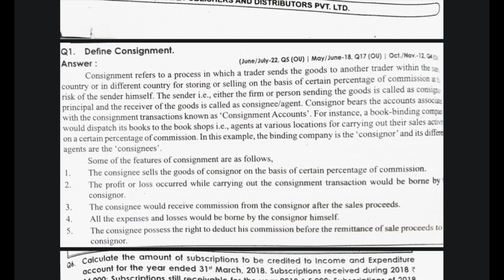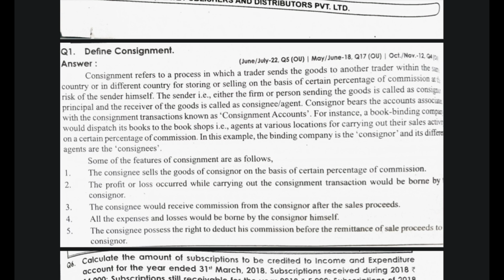So the principal who is selling the goods we call the consignor, and the person to whom the goods are sent, the shopkeeper, we call the consignee. The consignee will sell all the goods of the consigner on the basis of a certain percentage of commission. These are the features of the consignment account. Profit or loss occurring while carrying on the consignment transaction will be borne by the consigner. Profit he will enjoy, and the consignee will just get the commission. If a loss occurs, then also the loss will be borne by the consigner only.